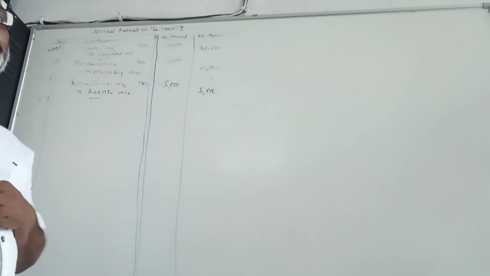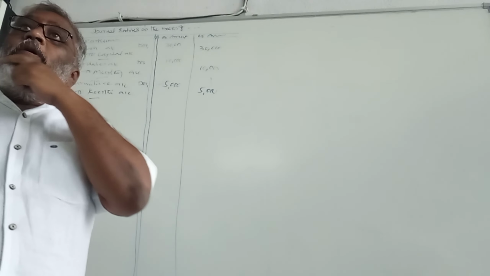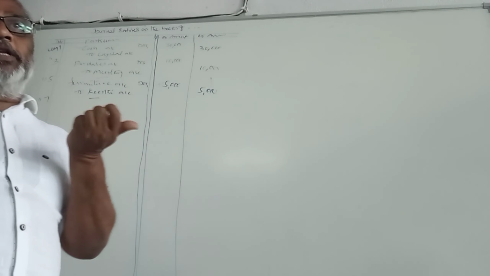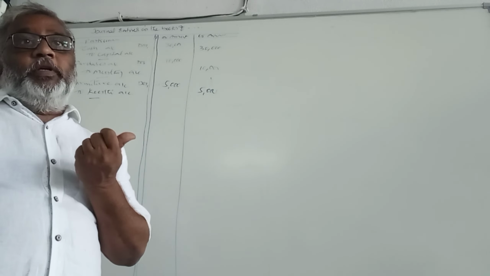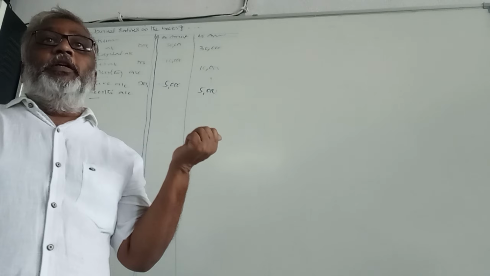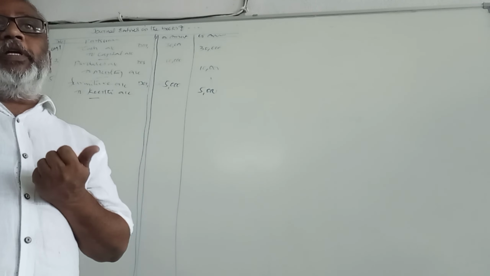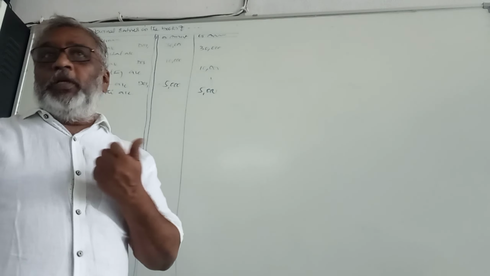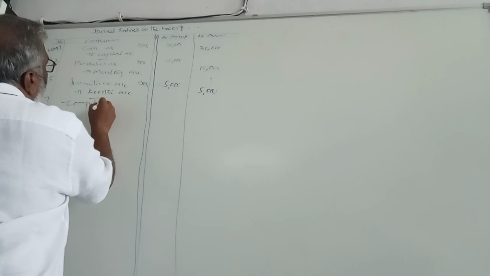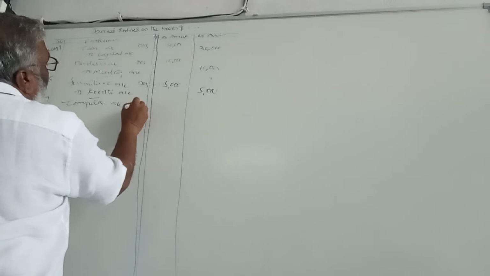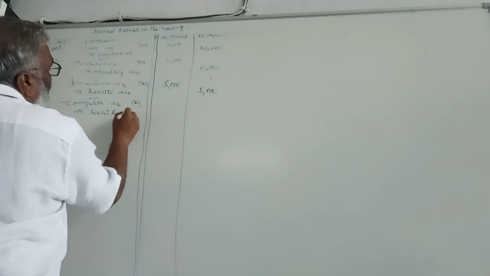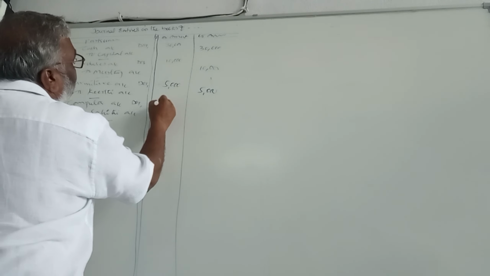Next, what is the next one? Purchased computer from Sahiti. Here it is also the same. The previous transaction was purchased furniture from Kirti. Now the transaction is purchased computer from Sahiti. Computer account debit to Sahiti account. Amount: 10,000.